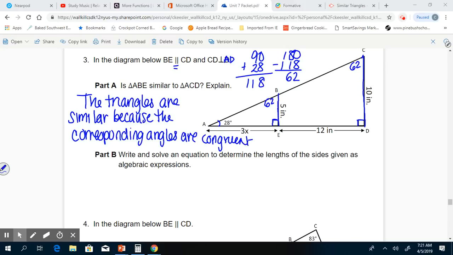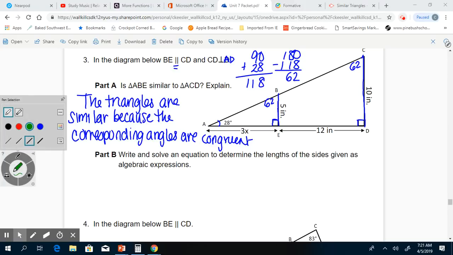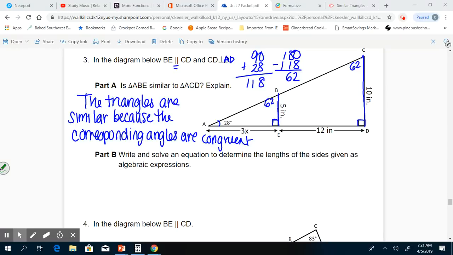Okay, so now we have to set up our proportion. And in this case, it gets a little bit tricky. So write and solve an equation to determine the lengths of the sides given as algebraic expressions. So in this case, the 5 is similar to the 10, going smaller to bigger. Then smaller to bigger again, AE is just 3x, but A all the way over to D is the 3x and the 12, so 3x plus 12.